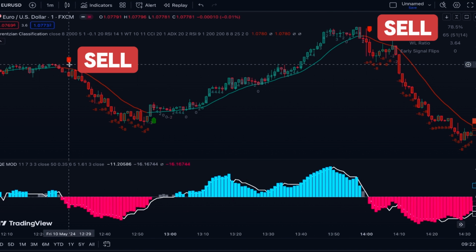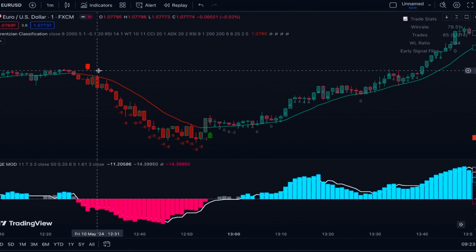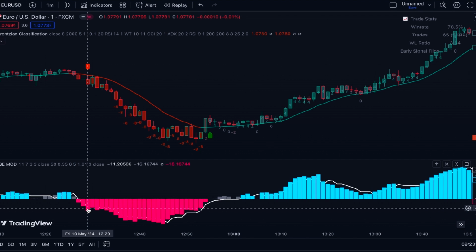Red labels are sell signals and green labels are buy signals. When we have a sell signal, the histogram should be red and the bar should be below the white line, which shows we have high selling pressure. In case the bar is gray or non-existent, we can wait and see if we get a red bar or not.